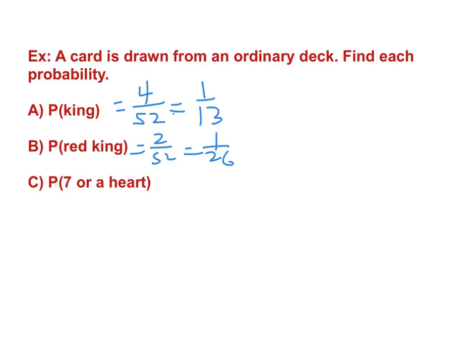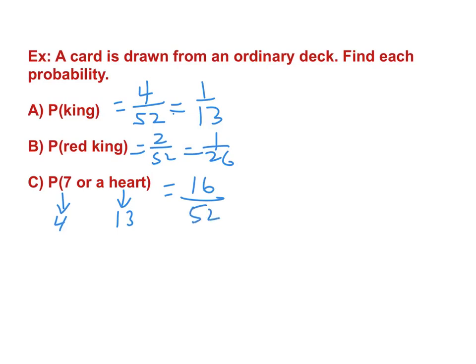Now, here's where it gets a little more complicated, right? Because there's how many 7s in a deck? 4. How many hearts in a deck? 13. So is it 17 out of 52? No. Why not? Because 7 is one of the hearts. So if I count those and I just add them together, I've counted the 7 of hearts twice. So I'm either going to count it in my 7s or I'm going to count it in my hearts. So at the end of the day, what it needs to be is 16 out of 52.